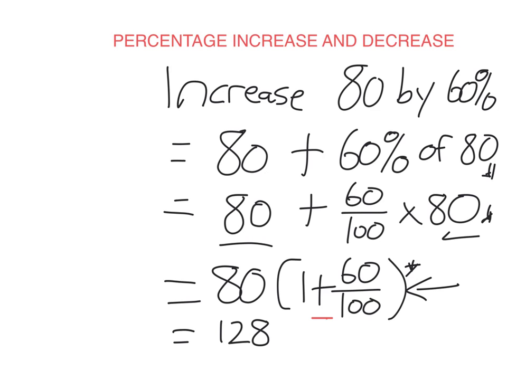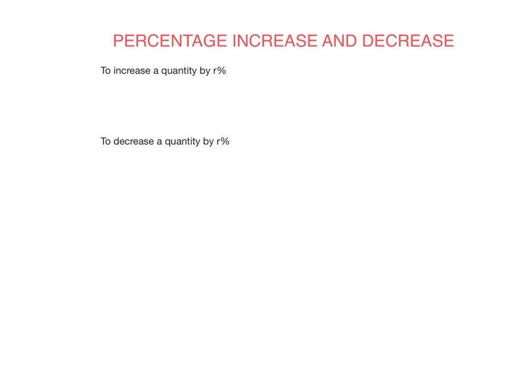Again, copy this down by pausing the video if you like. So to increase a quantity by R%, what we do is we multiply, just like we did in the last example, by, in brackets, 1 plus R over 100. So R is whatever the percentage is. If I increase by 40%, R would be 40.